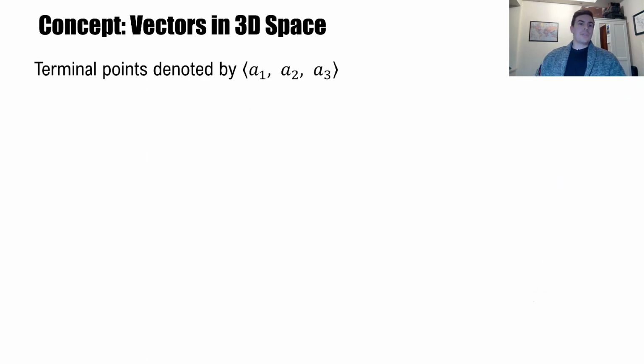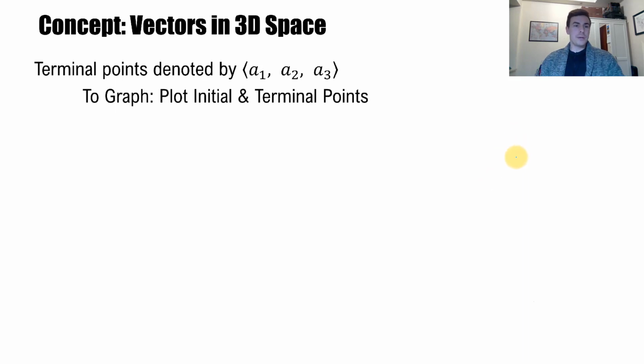All right, our vectors in 3D space. You will see them denoted just like this, very similar to our two-dimensional vectors. Now again, we have this third component, however, that is going to be our z component, like we had when we plotted our points in three-dimensional space. So in order to graph these, we're going to plot our initial point and our terminal point.